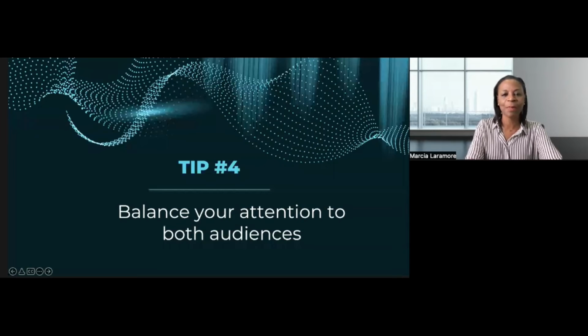And that takes me into my 4th tip. You as the facilitator, you as the presenter, really have to be intentional about sharing your attention between both audiences. Now, I know this is easier said than done. But many organizations have a producer or a moderator or an additional team member who's helping with the chat and the discussion forums, etc. So you as the presenter, you as the facilitator, are able to balance your attention between both audiences.